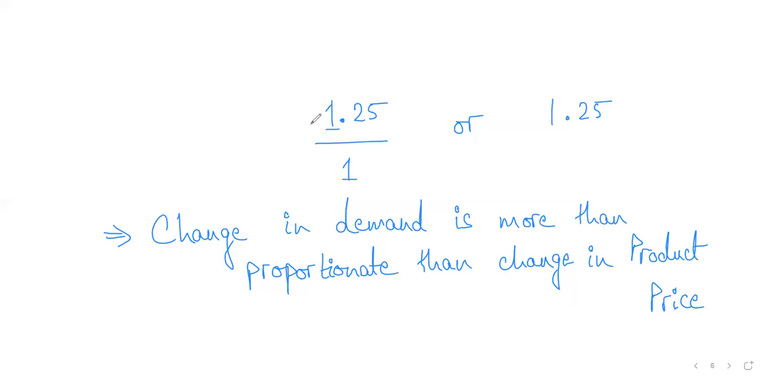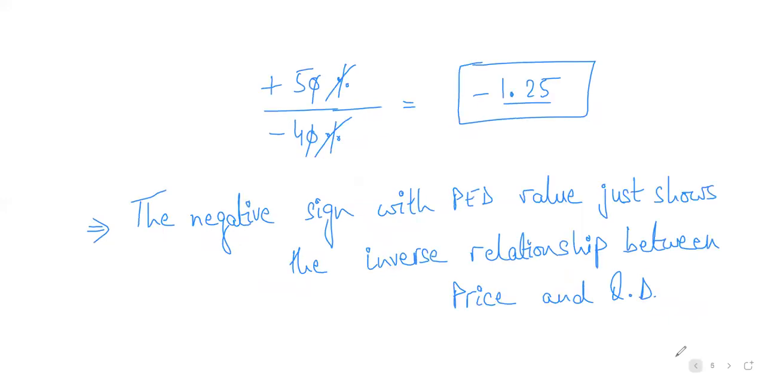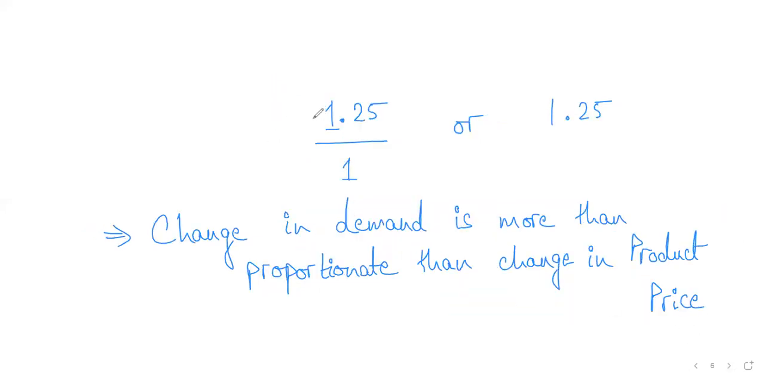Whenever you have to interpret the value of price elasticity of demand, you will always ignore the negative sign. Why? Because that only shows the inverse relationship between price and demand, nothing else. So the first thing you need to know is that PED will always be negative, as I told you. The negative sign with PED just shows the inverse relationship between price and demand.